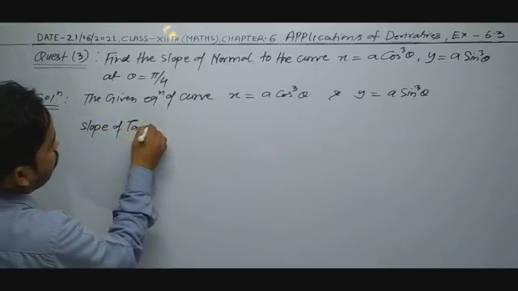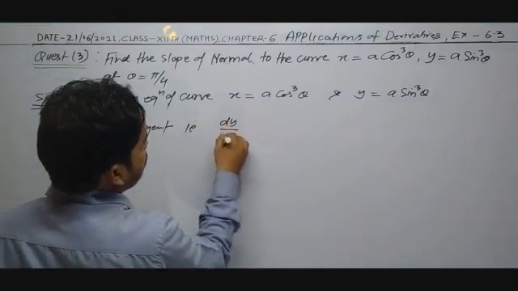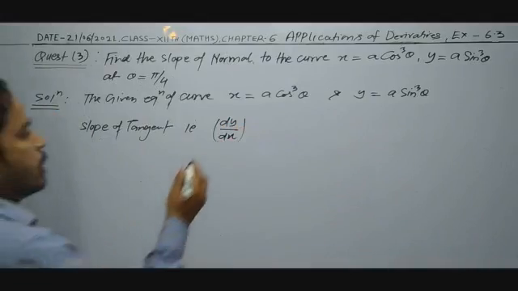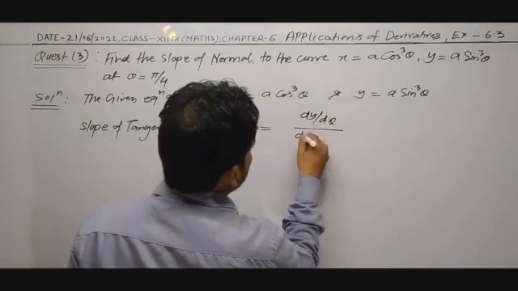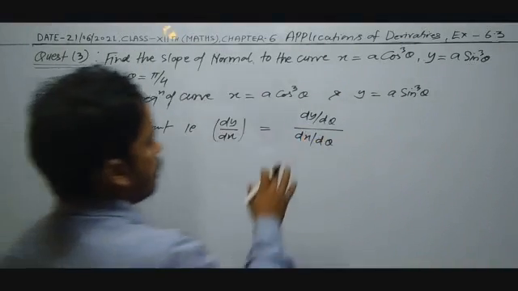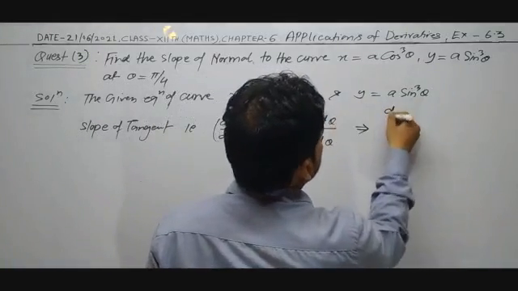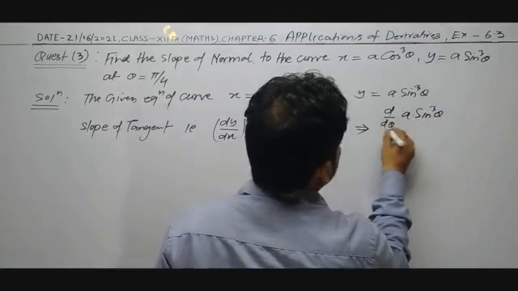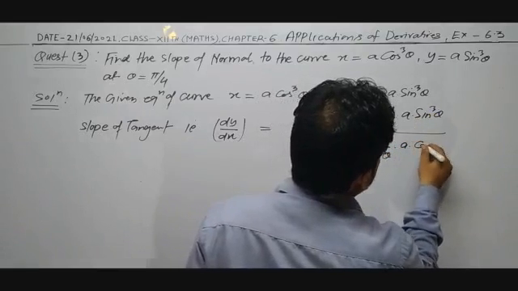The slope of tangent, that is dy by dx. So dy by dx can be written as dy by d theta whole upon dx by d theta, and dy by d theta implies d by d theta of a sin cube theta, whole upon d by d theta of a cos cube theta.